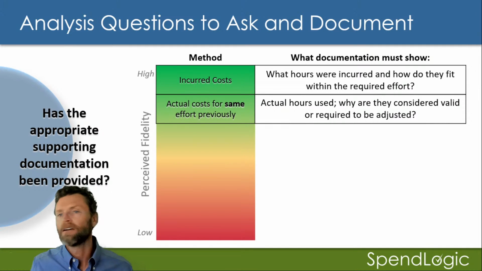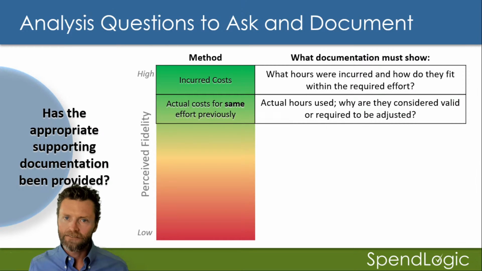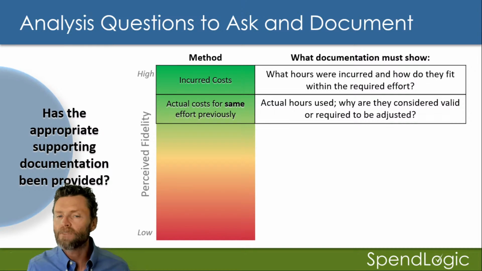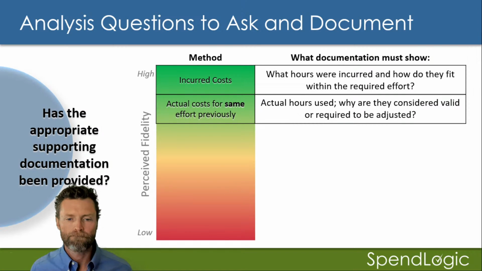So if they're doing the same thing tomorrow that they did yesterday, okay, the actual cost that they incurred yesterday should be a good measure of what they're going to be doing tomorrow, right? So what you want to get from them is the actual hours that were used last time or incurred and why they are considered valid or are they required to be adjusted. Okay, sometimes they'll say we did the same thing last time, but because of climate change or COVID or something like that, we need to adjust these upward with a factor of 0.25 or something. Okay, we need to know all of that stuff. What are the adjustment factors? What are the actuals? Show us what you've got.